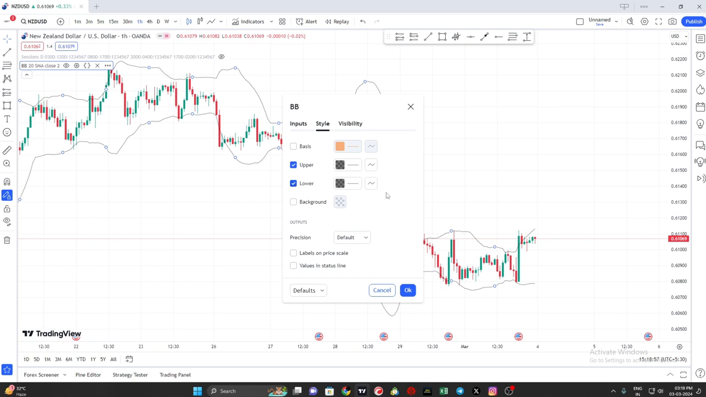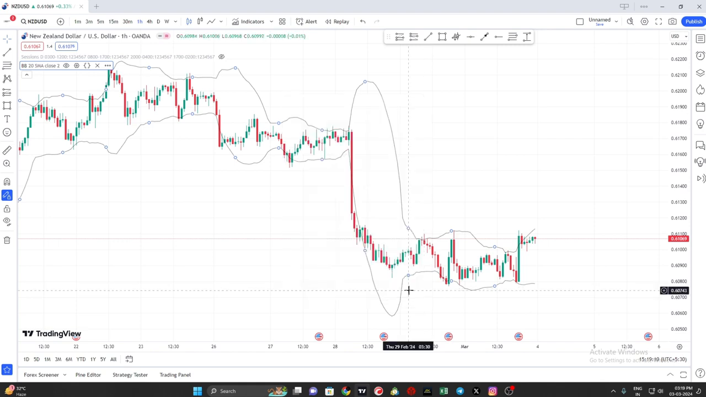So I have changed the color of the upper and lower band to black. You can do it if you want, and if you don't, just leave it like that. So just disable the basic one and just hit OK.